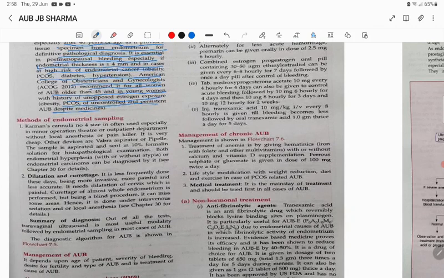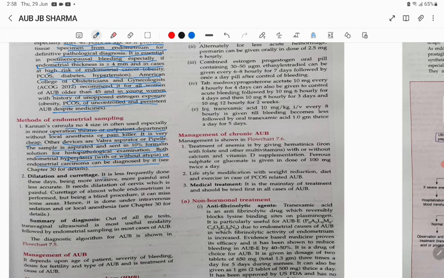For the method of endometrial sampling, a Karman's cannula number 4 size is often used, especially in a minor operation theatre or outpatient department, without local anesthesia or painkiller. It is a very cheap procedure. The device or a Bhavara aspirator or pipelle can be used. The sample is aspirated and sent in 10% formalin solution for histopathological examination. Both endometrial hyperplasia with or without atypia and endometrial cancer can be diagnosed by endometrial sampling.